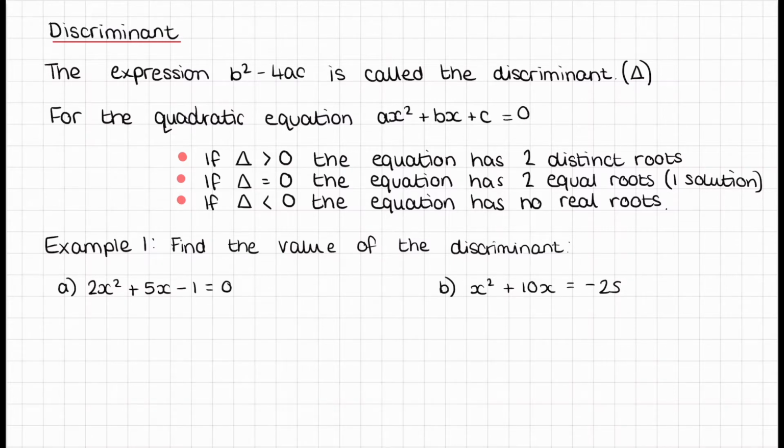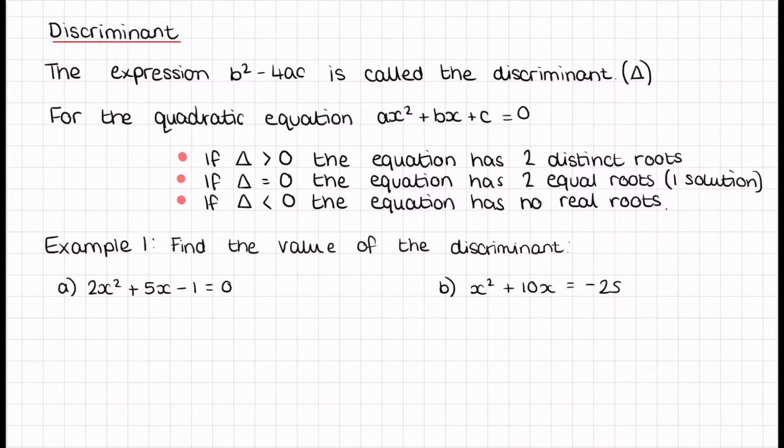So when we have a quadratic equation, if the discriminant is greater than 0, the equation has two distinct roots. If the discriminant equals 0, it has two equal roots or one solution. And if the discriminant is less than 0, then the equation has no real roots.